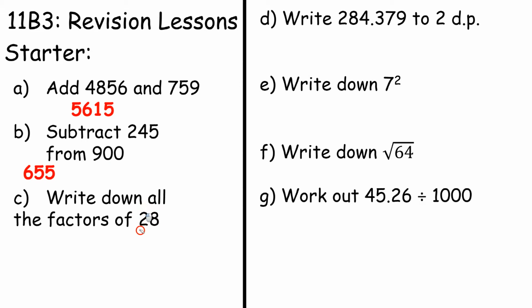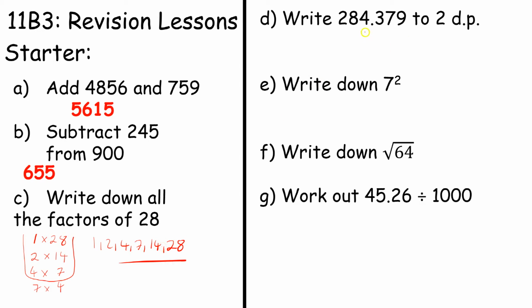To do this, I'm going to write down all the pairs of numbers that multiply to give 28, starting with 1 times 28, then 2 times 14. 3 does not go into 28, 4 goes into 28 7 times, 5 doesn't go, 6 doesn't go, 7 does go, but it goes 4 times, which is a repeat. And as soon as you've repeated a pair, you know that you've listed all of the factors. So the factors are 1, 2, 4, 7, 14, and 28.